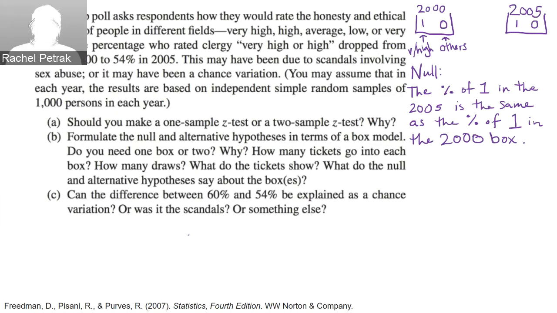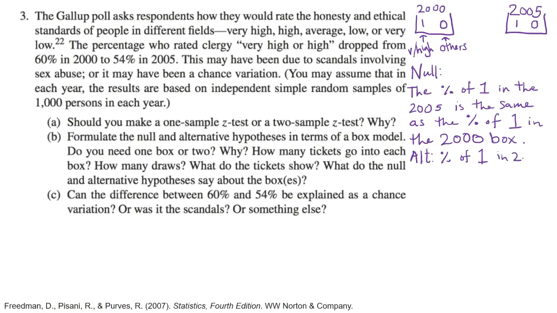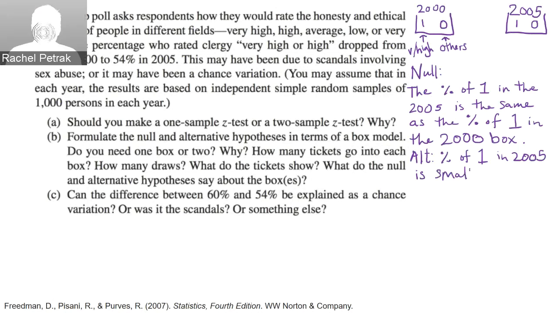So our alternative hypothesis would say that the percentage of ones in the 2005 box is smaller. And I'm just going to abbreviate our alternative hypothesis here, which would say it's smaller. So it's saying there's a difference, and this is the direction of the difference. Let's think about our terms now.